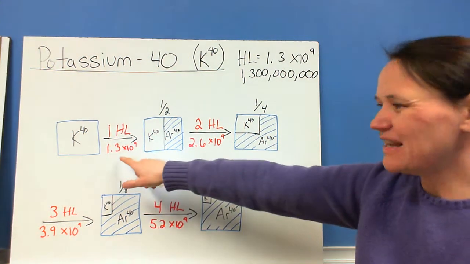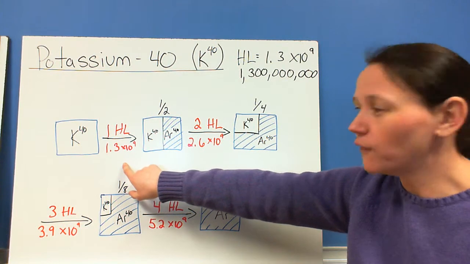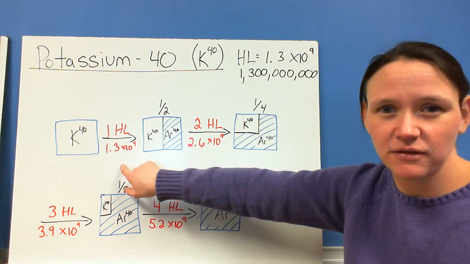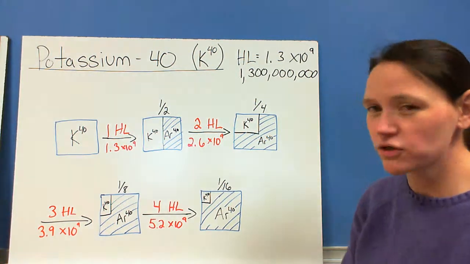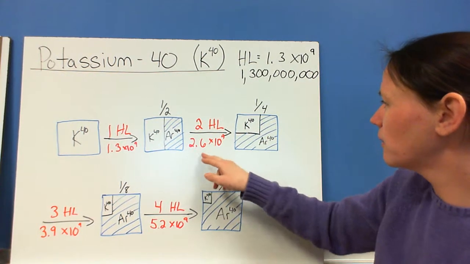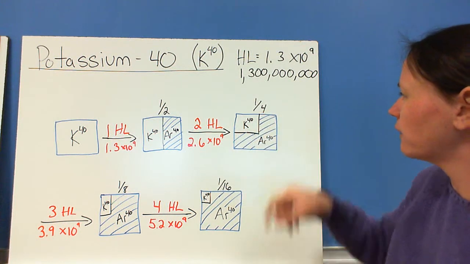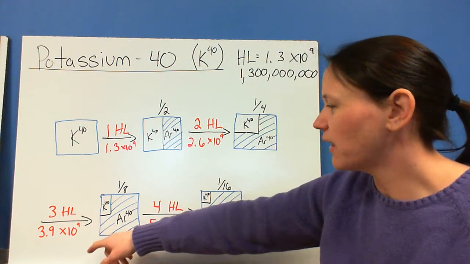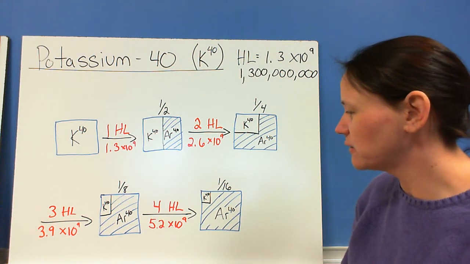So this is significantly longer than the half-life of carbon-14. Carbon-14 was only 5,700 years. This is 1.3 billion years. So that's a good portion of Earth's history. We go right through, okay, so you go through 2 half-lives, now it's 2.6 billion. You've got a fourth remaining. 3 half-lives, you've got an eighth remaining. 4 half-lives, you've got 1/16 remaining.